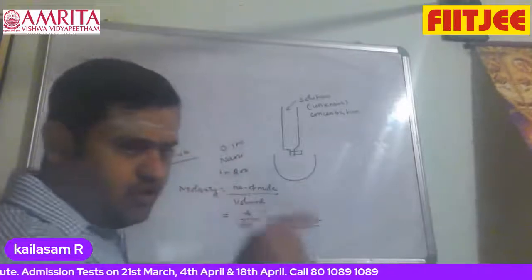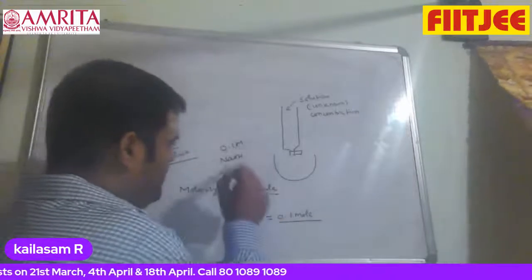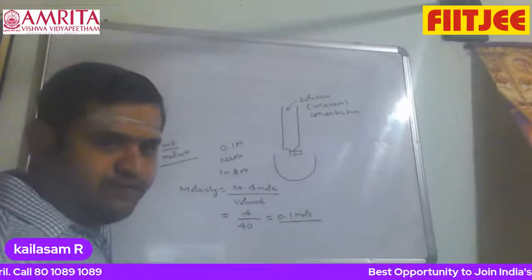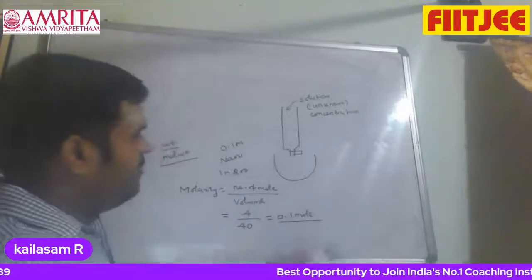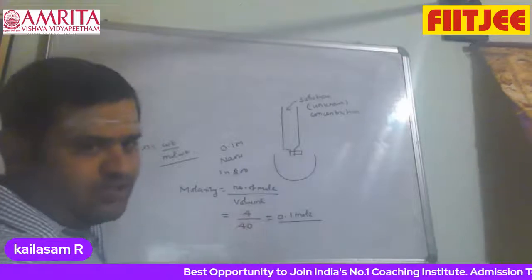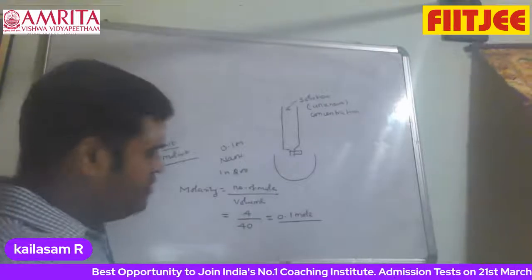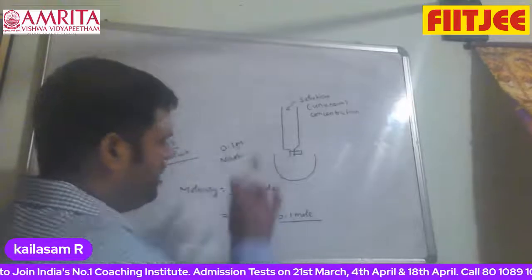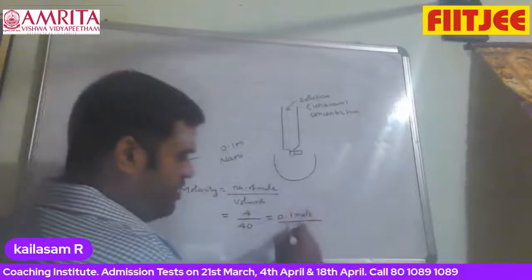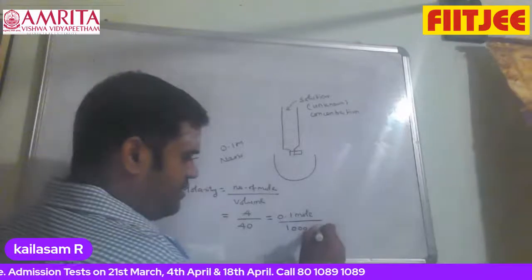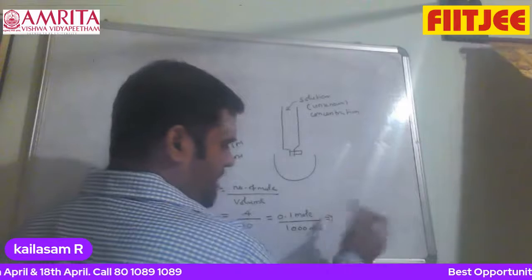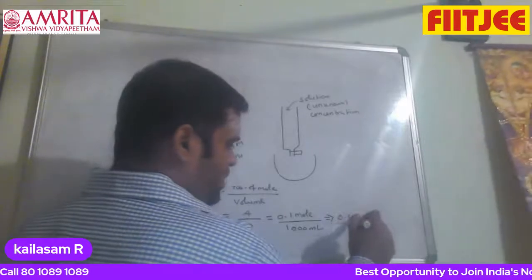Right. Now you are dissolving it into how many ml? Let us take it as 200 ml. I am asking you to make it 0.1 molar sodium hydroxide solution. When you are making 0.1 molar, it means 0.1 mole in 1000 ml of water. So obviously the answer you are going to get is 0.1 molar.